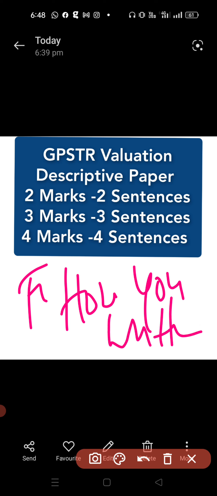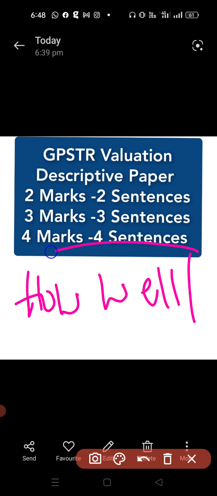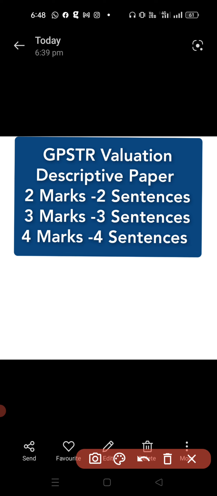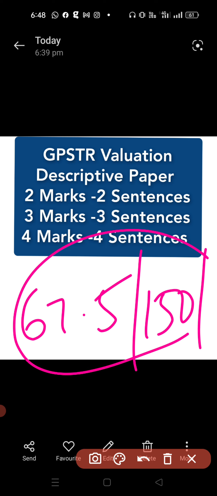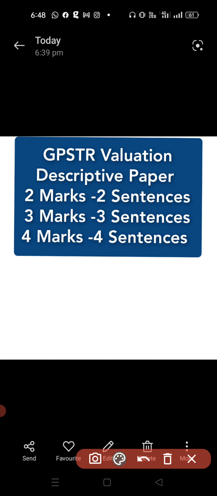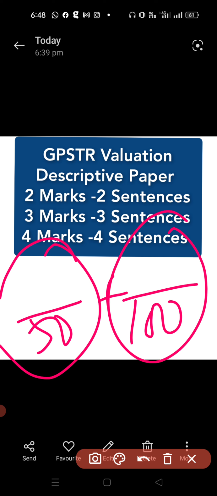The GPSTR examination is the question. So how well I write this, how well I have written the correct answer, you can ask yourself, so that you will get these 2 marks, 3 marks and 4 marks questions properly, so that you are going to get this number 67.5 out of 150. Here you already know the number for 50, how many marks you got, only you don't know what it is for 100 in the second paper, and together we should get 68.